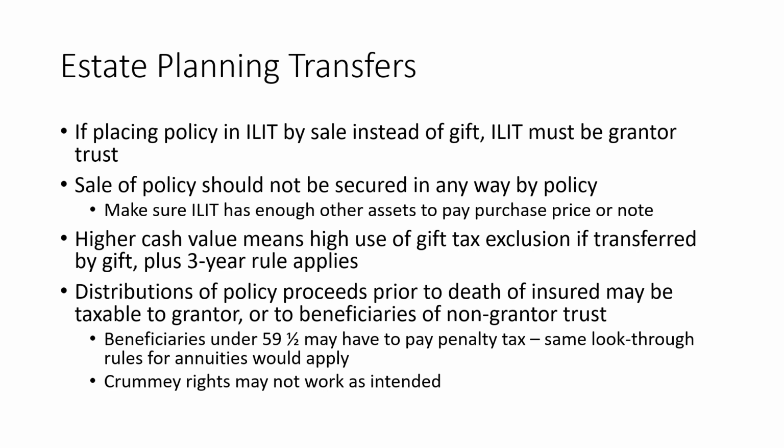Now, prior to the death benefit being paid out, if there's any distributions of policy proceeds, you're going to have a very high income tax load on those at the trust level if you have a non-grantor trust. And it's important to note too that the look-through rules that apply to annuities, which we'll discuss another time, are going to apply as well. So, beneficiaries who are under the age of 59 and a half may have to pay penalty tax on trust distributions during the life of the insured. And in that realm, Crummey rights may not work as intended.